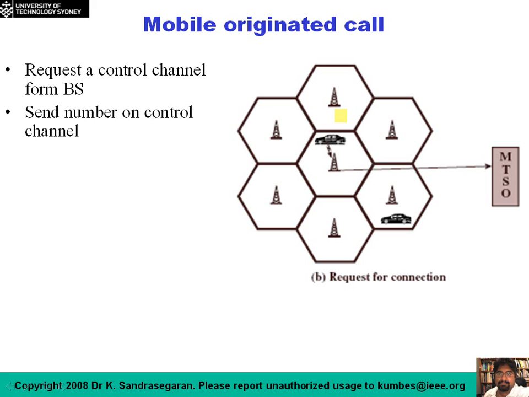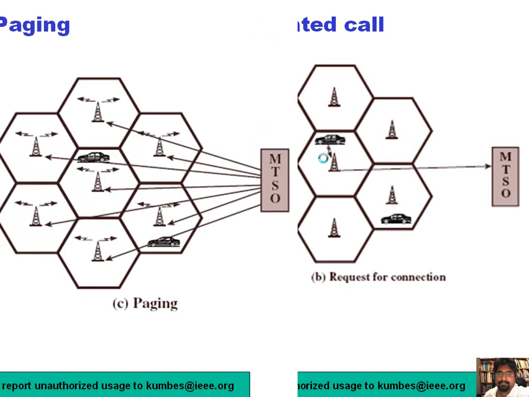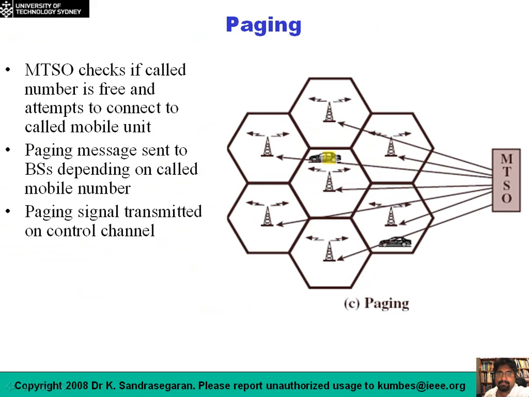So the next thing that a user might do is make a call. At this point, the user has established a connection with the base station, and the user requests a control channel on which it can do the signaling to make the call. The base station allocates it a control channel, and the user dials a number that it wants to dial. That number that is dialed is sent to the switching office, MTSO.